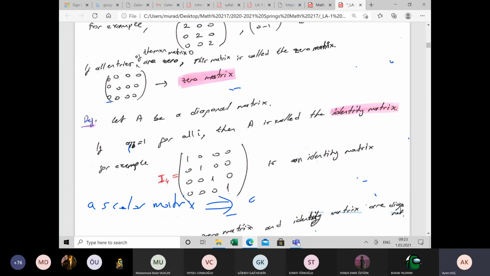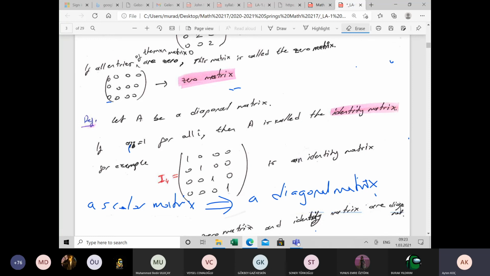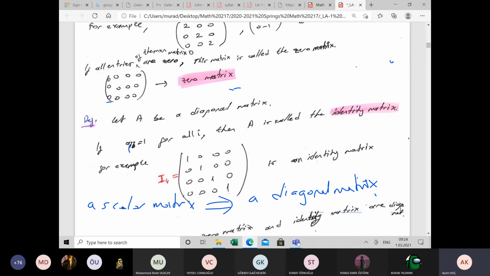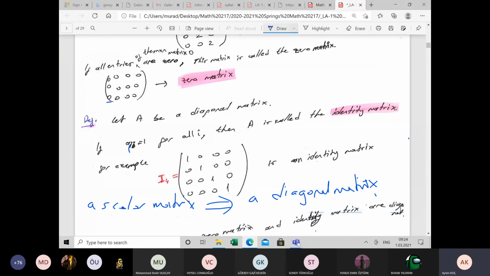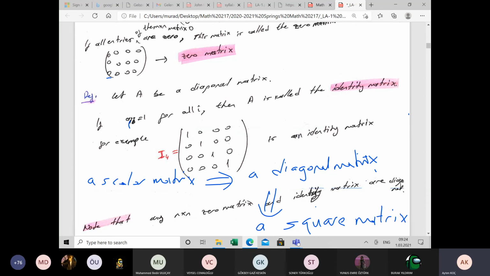This one is a diagonal. Every diagonal matrix is a square matrix. Is it true or not? Every diagonal matrix is a square matrix? Yes, true. Yes, it is. So this one is a square matrix. It's okay, everybody?